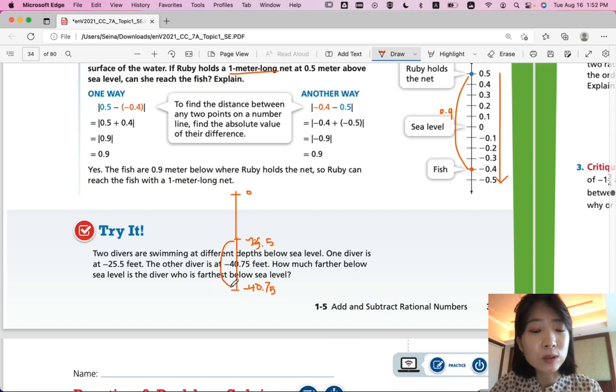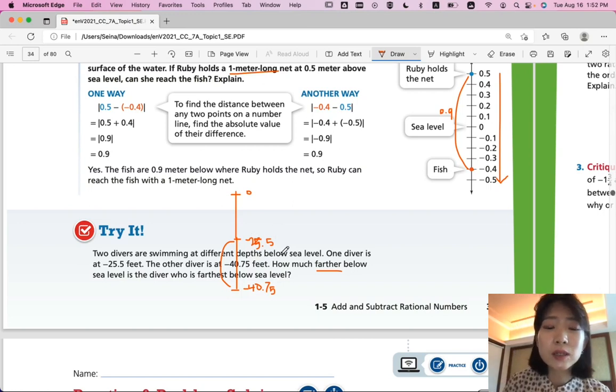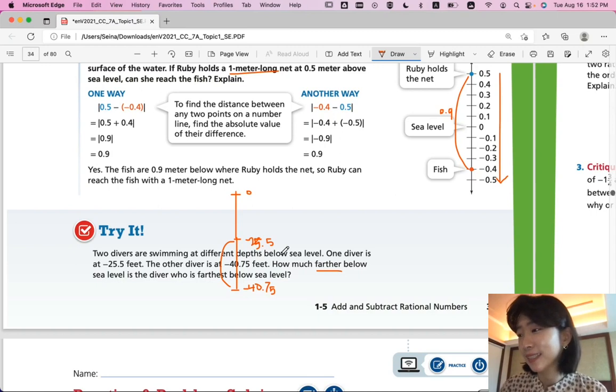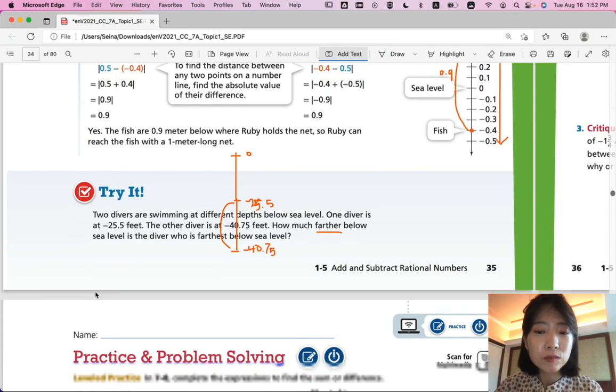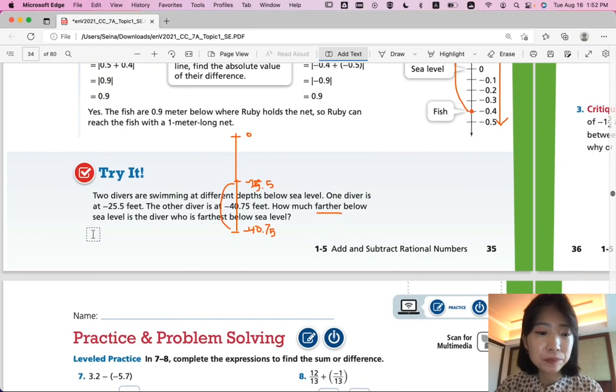So how much further means you want to know the distance between the 2 divers. How much further is this diver than this diver? So see if you can figure this out by yourself. Come back when you're ready for an answer. Okay, are you ready? Are you ready to check your answer?